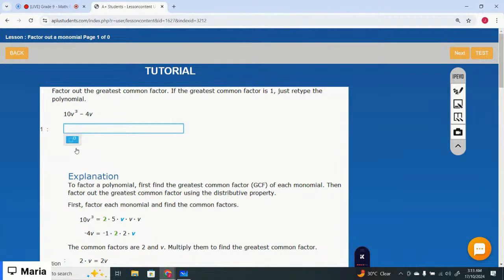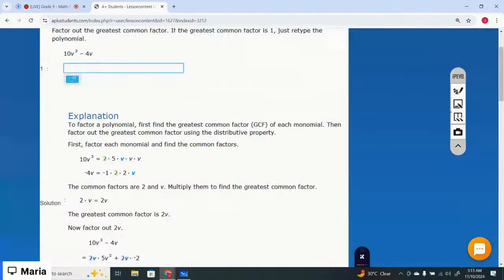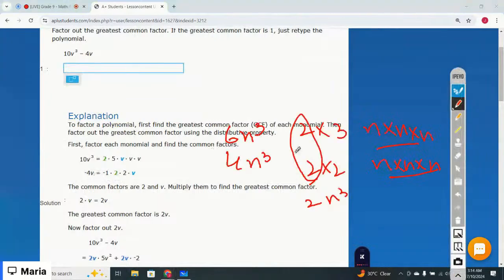So how do we factor this out? You can write them both with their prime factors: 2 times 5 is 10 and v cubed, 2 times 2 is 4 and v. You can see the common things here, right?